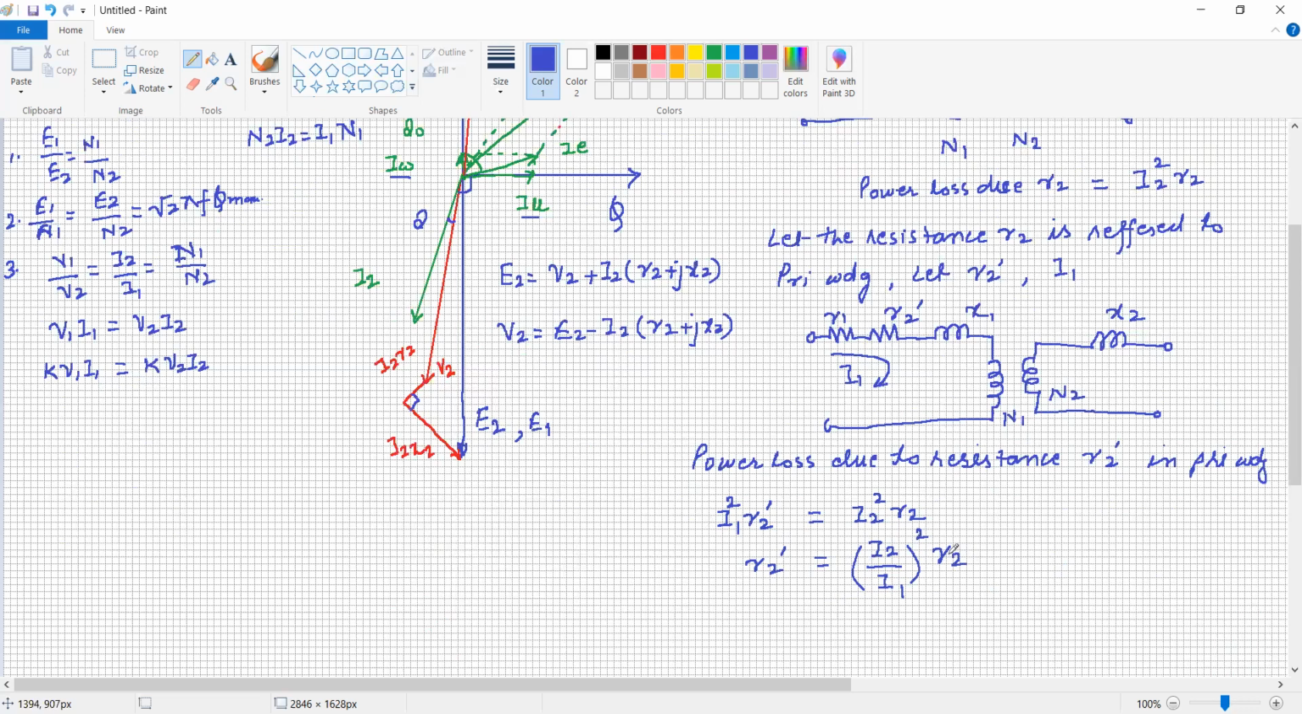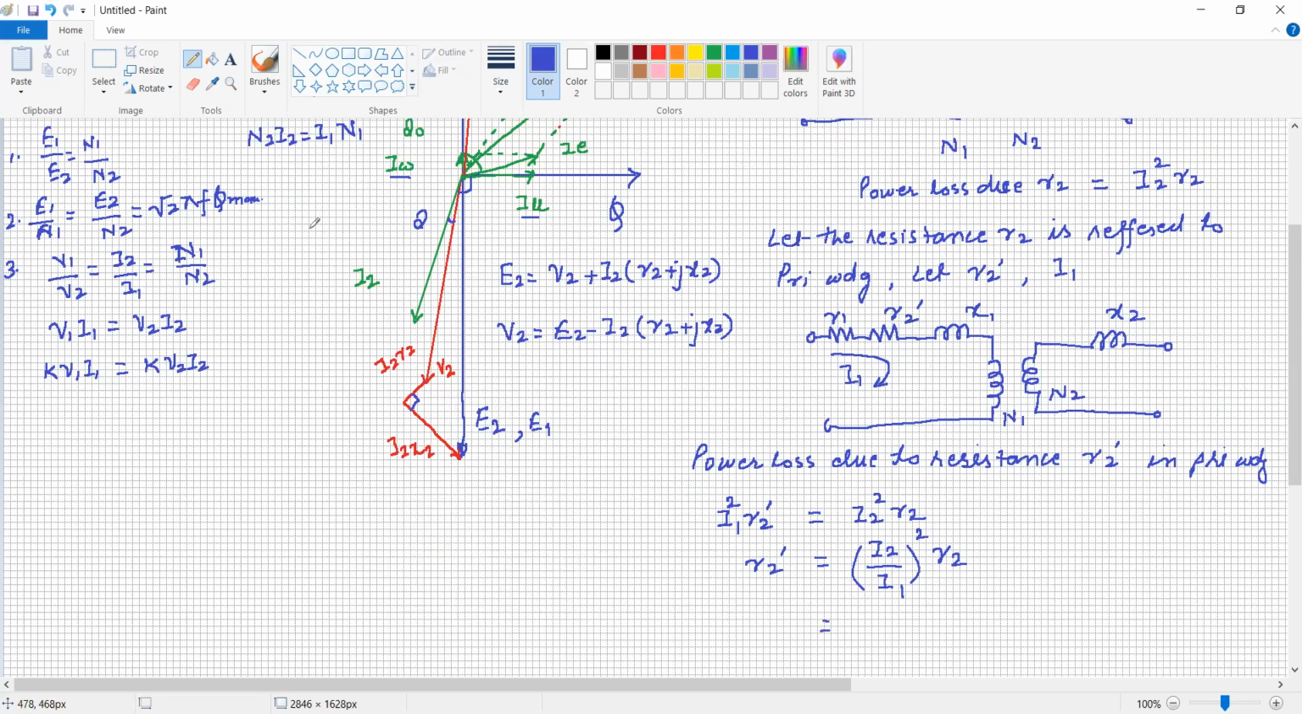If the power is variant, it means the power is going to change. Suppose the power loss here is 10 watt, and when it is transferred to the other side it is 5 watt. Then we can say that the transformation is not true, it is wrong. So if the resistance R2 produces a power of 10 watt, the same power should occur when it is referred to the primary side.